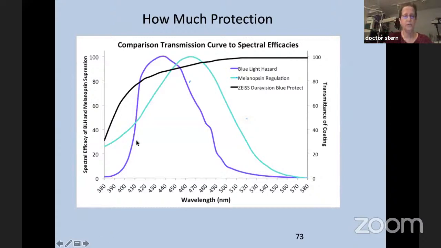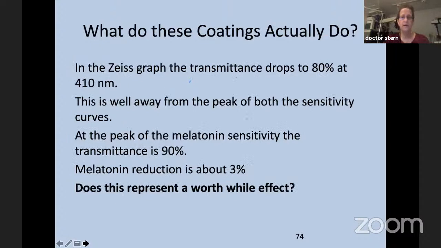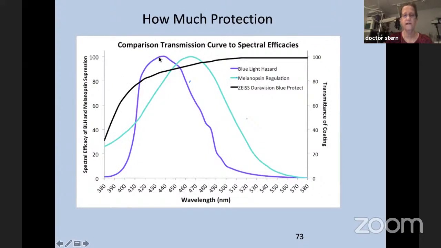Well, the purple here is the blue light hazard. The green is the melanopsin, and this black line is one blue blocking lens from Zeiss. And you can see that it does take a little bit off in the blue end, but not really all that much, which is good because we'd all be dead if we took away all the blue. So it drops to about 80%, but it's also well away from the peak of both the sensitivity curve, and I'll go back, of both blue light potential hazard in terms of macular degeneration.